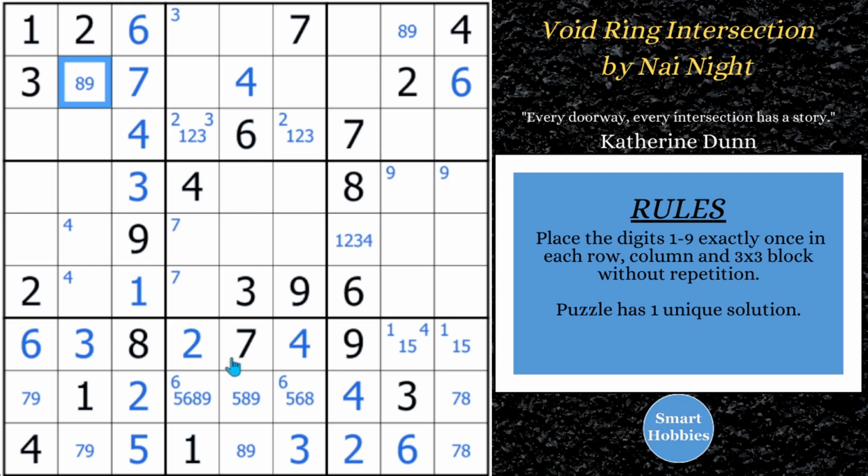And let's keep on moving with the 6s. 2 spots for 6 there. 3 spots for the 6. 2 spots for a 6 here. Okay, I thought I could finish those out. Can't quite yet finish those out.